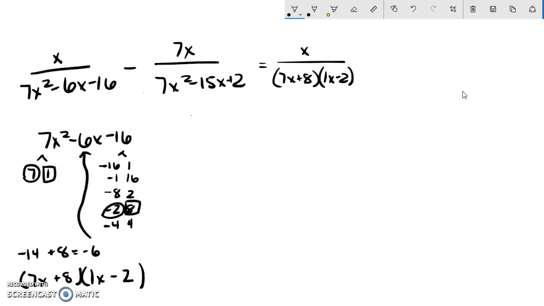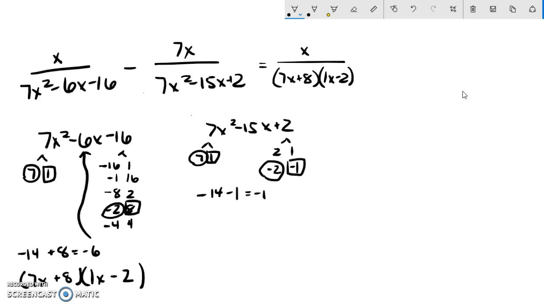Alright, so let's do the same thing over here. 7x squared minus 15x plus 2, and this is what I explained in the email. So we're going to factor 7 to be 7 and 1. Positive 2 is 2 and 1, but we can see that's not going to end up giving us a negative number. So instead we're going to have negative 2 and negative 1, because together these two negatives create a positive 2. So now if I multiply 7 times negative 2, I get negative 14. And then if I do 1 times negative 1, I get negative 1. If I combine those, I get negative 15, which is what we want right here.